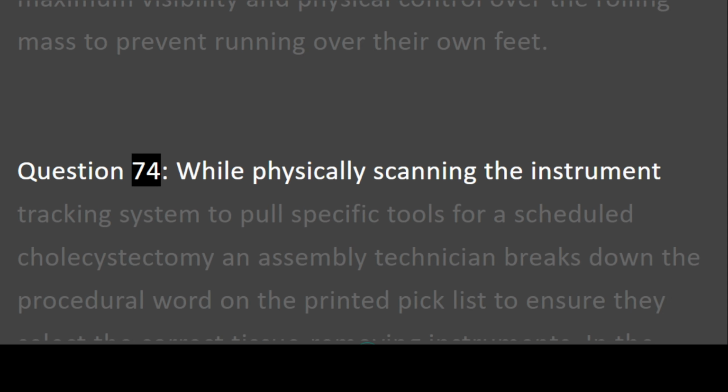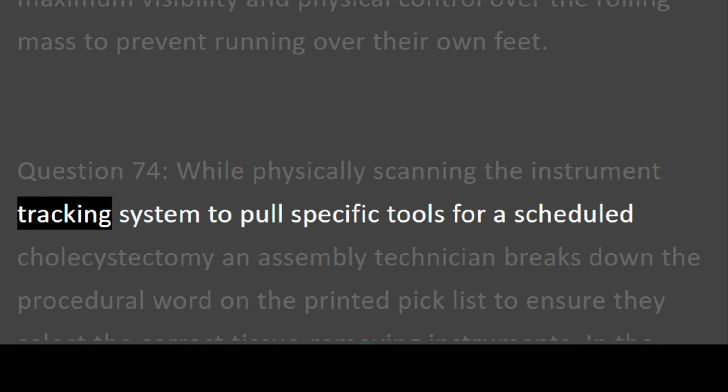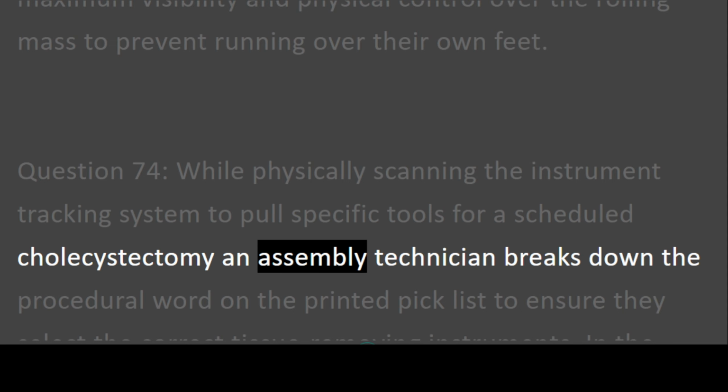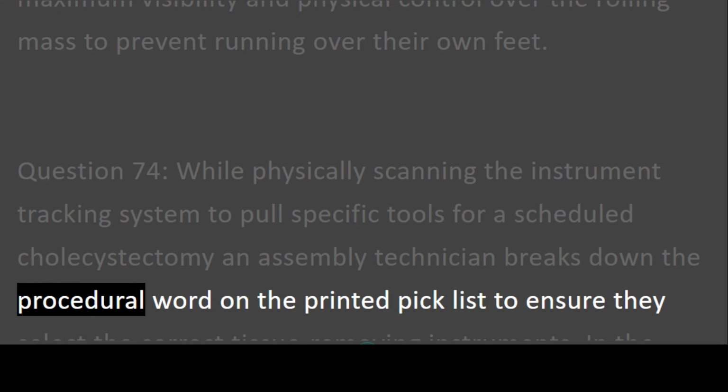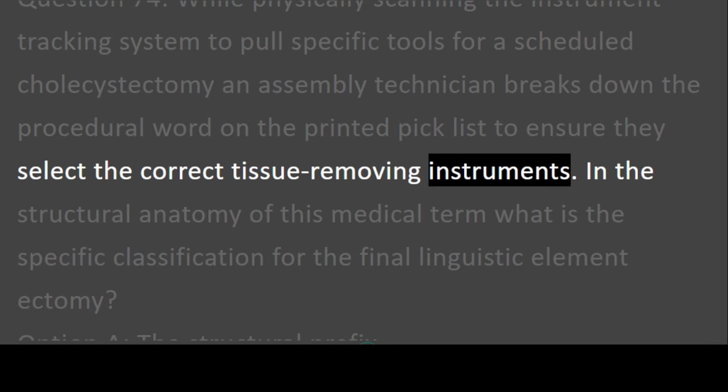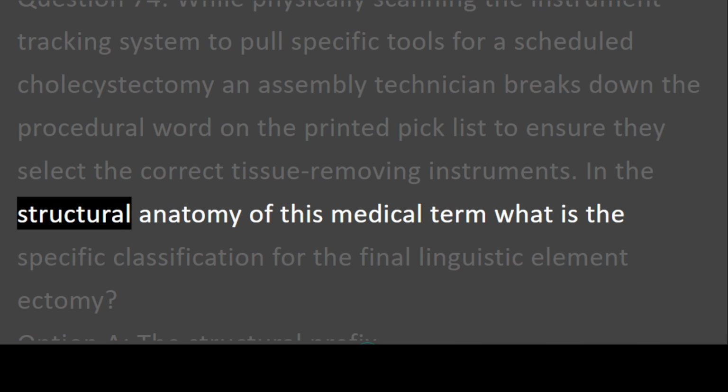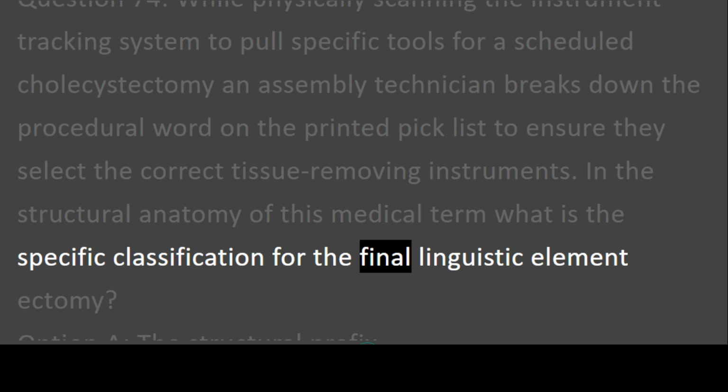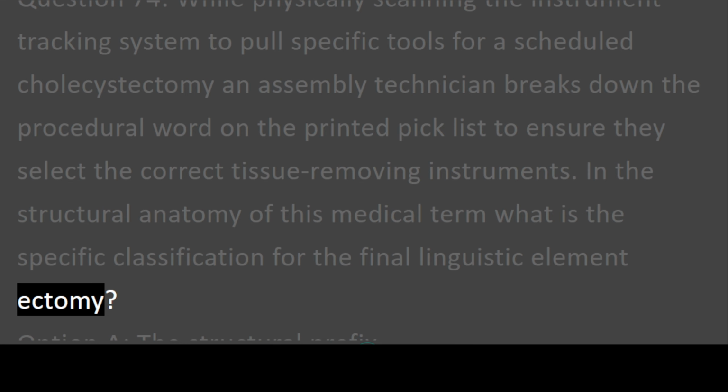Question 74. While physically scanning the instrument tracking system to pull specific tools for a scheduled cholecystectomy, an assembly technician breaks down the procedural word on the printed pick list to ensure they select the correct tissue-removing instruments. In the structural anatomy of this medical term, what is the specific classification for the final linguistic element, ectomy?